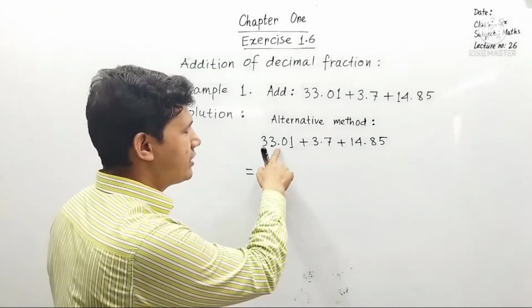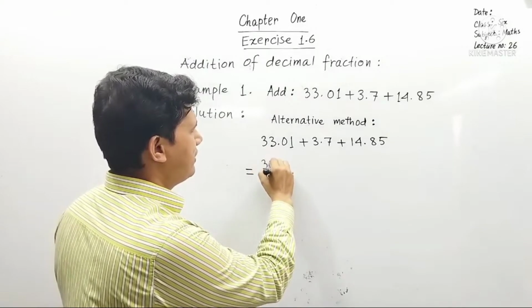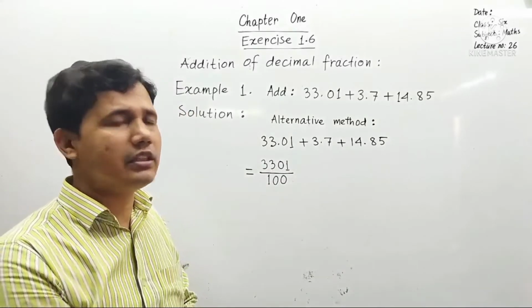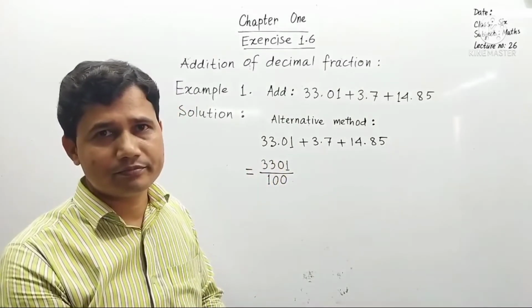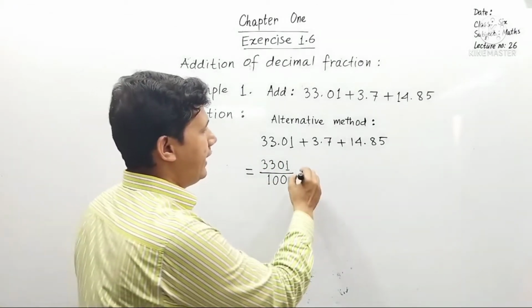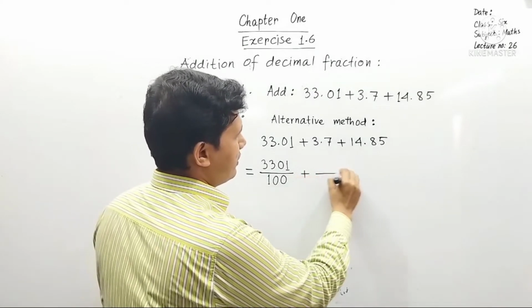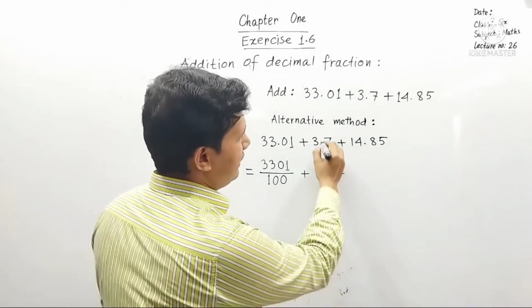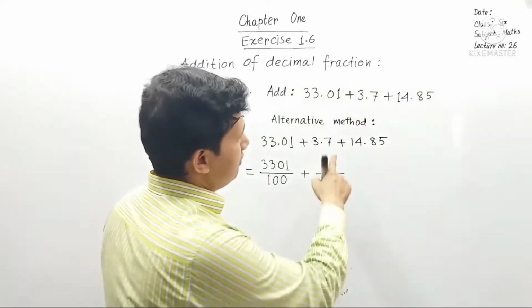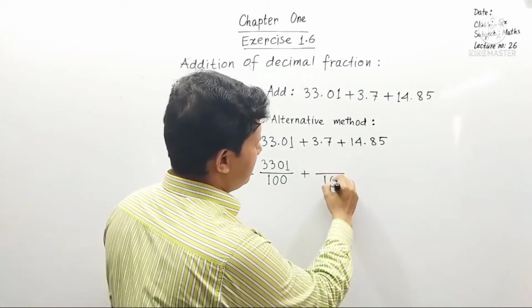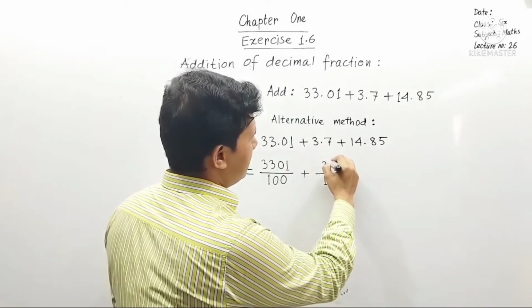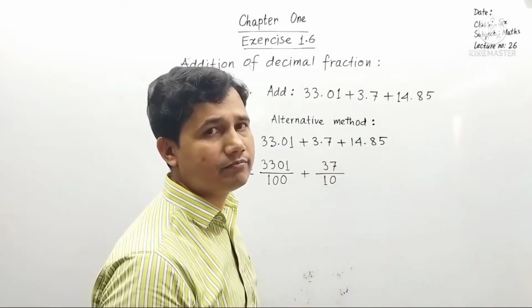After omitting this decimal point, you will get this number 3301. This is a common fraction from a decimal fraction. Then the next number. Again the same way, give a fraction bar. Instead of this decimal point, you will give 1. Okay? For these digits, you will give 0. After omitting this decimal point, you will get 37 only.